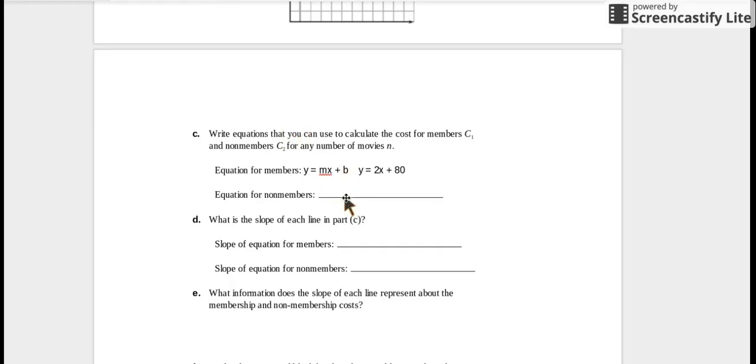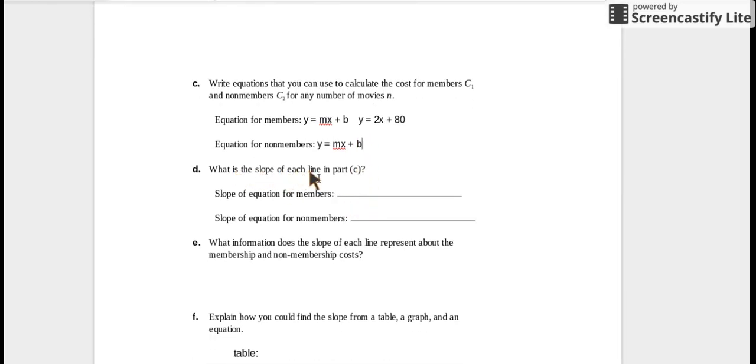And you do a similar process with finding the equation for your non-members. Remember, you want to use y equals mx plus b. So you want to find how much it costs per one movie, and you want to figure out what the starting point is.